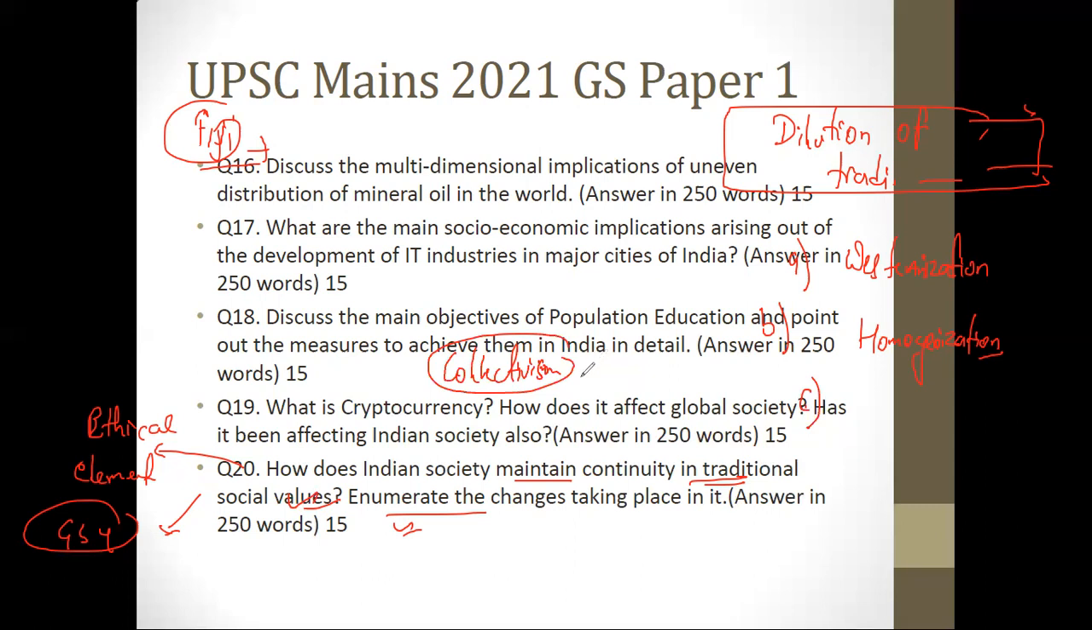Then decline of tolerance. You're talking about mob crimes or hate crimes, lynching. All these things are on the rise. So all these things are diluting our religious plurality, which we are very proud of.